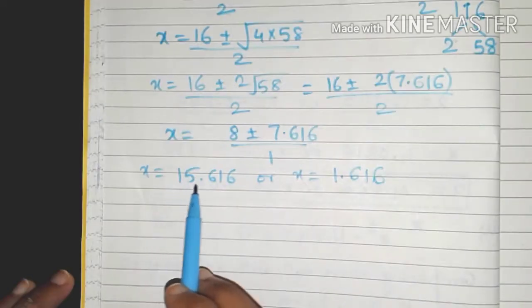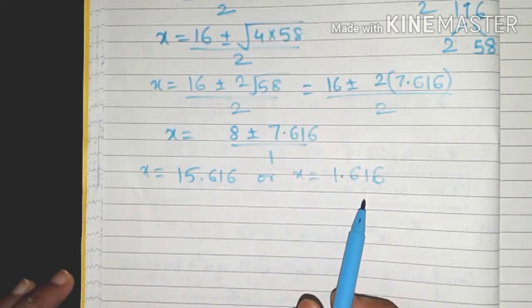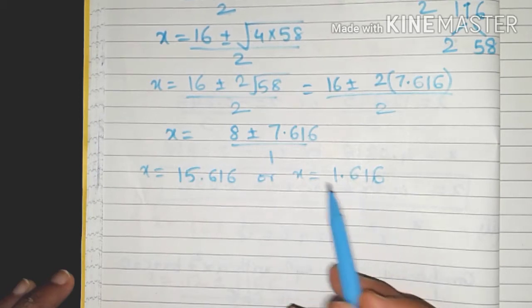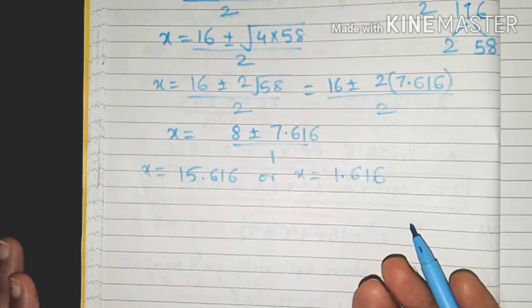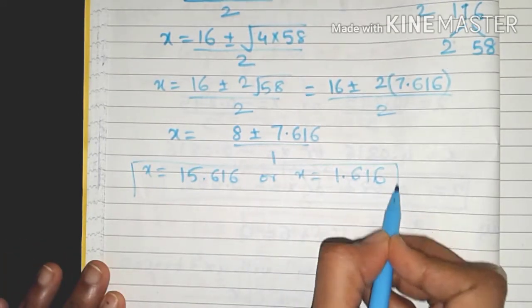So on further simplification, 8 plus 7.616 you'll get 15.616, or you'll get 1.616. Friends, these are the values of x we get, and as you can see, we wanted it correct to 3 decimal places, and we have already got it correct to 3 decimal places. So there is absolutely nothing more you have to do. This is the final answer.